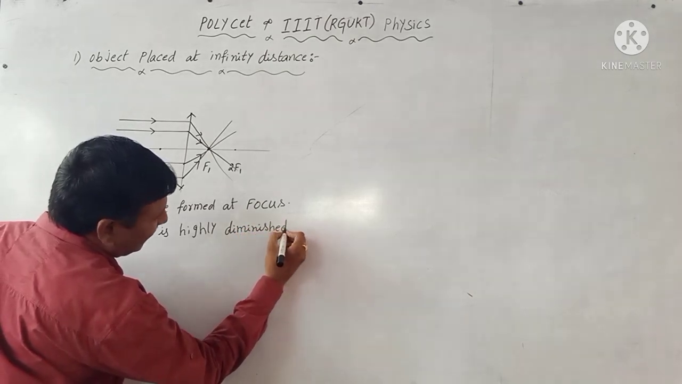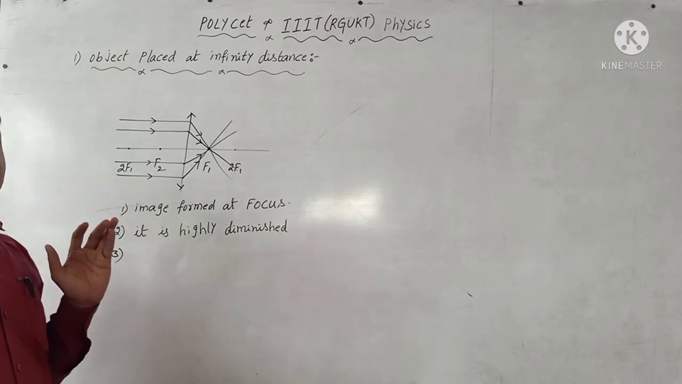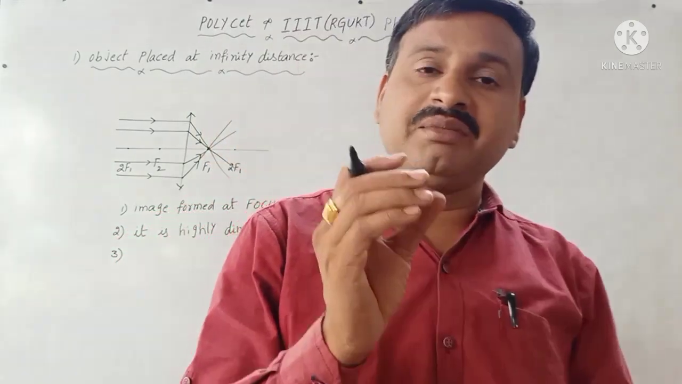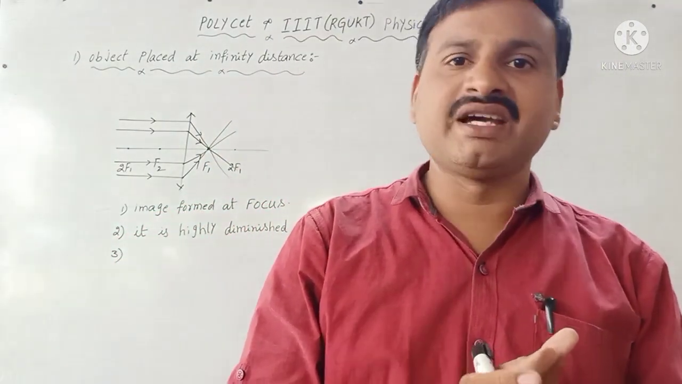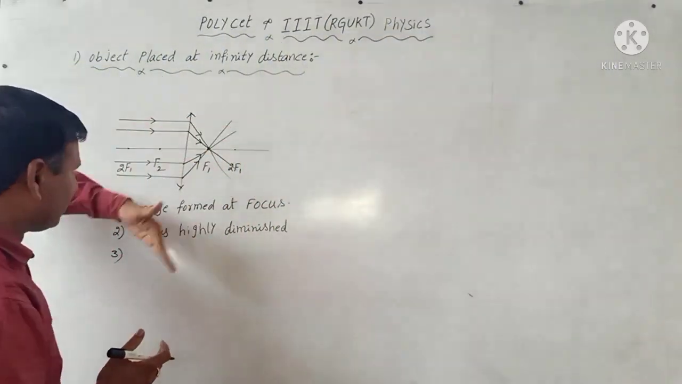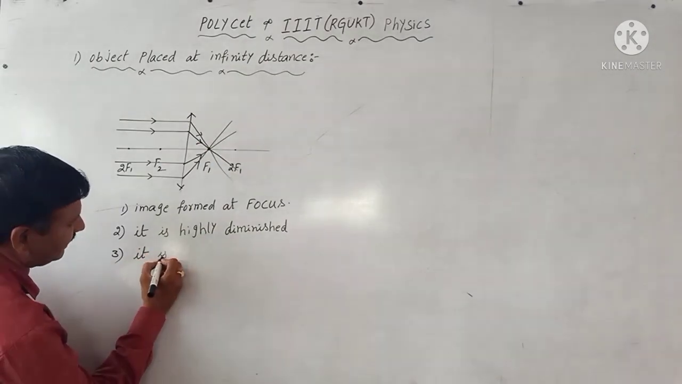It is a highly diminished image. Next, which images are formed below the principal axis? Those images are real images and inverted images. So images formed below the axis are inverted images. So it is real and inverted.